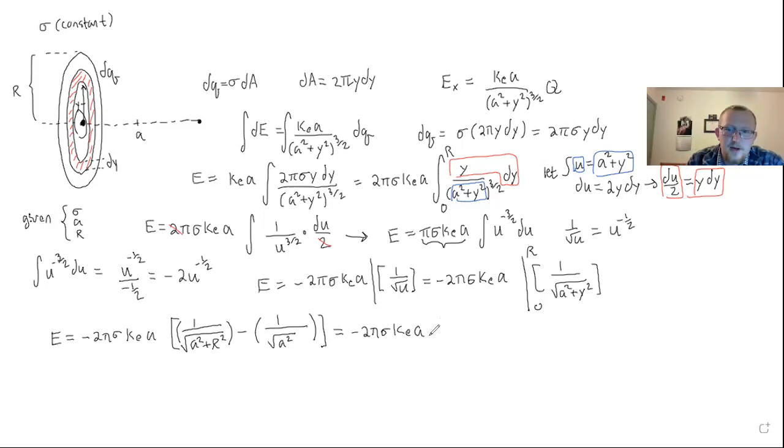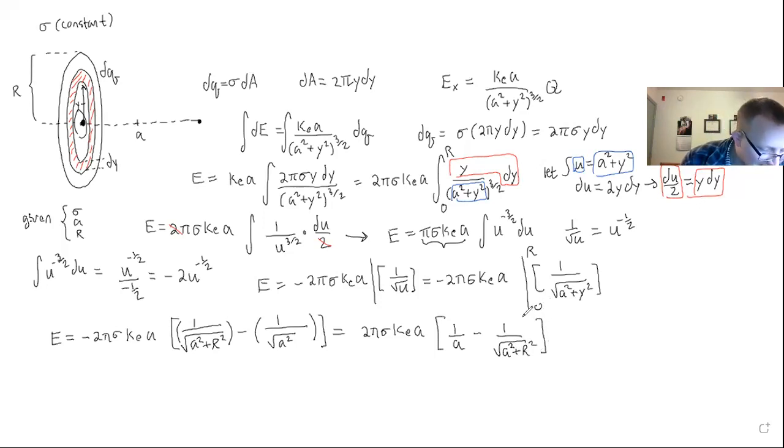So at this point, I don't like this negative sign out here. So I'm going to flip my subtraction operation here, right? I'm going to flip the terms around and pull out a negative sign to cancel with this negative sign, just to make it look pretty. So doing that, we see that 1 over square root of a squared, well, square root of a squared is just a. So we end up with 1 over a minus 1 over the square root of a squared plus big R squared, the radius of the disk squared.